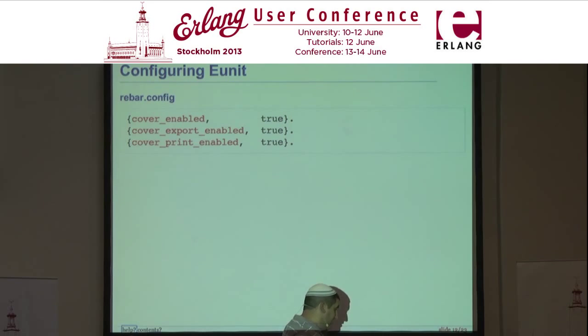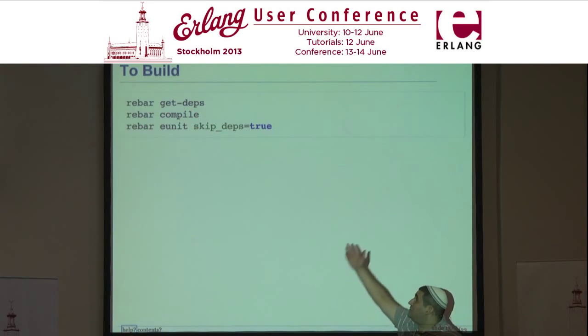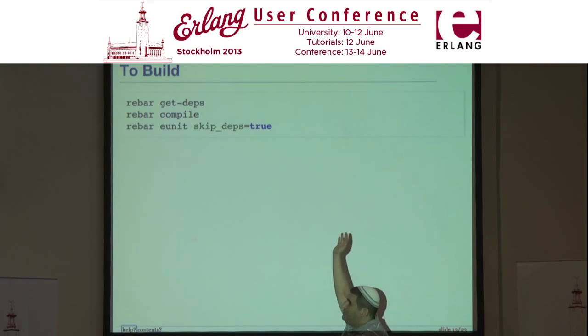Cover enabled prints out as an HTML file, and then cover export enabled exports it into a raw data format that you can import into Erlang and do cool things within Erlang. Okay. And then to actually do a build, you type rebar get deps, which will go out and get all the dependencies. You can grab it off of GitHub and download it and compile it. Then rebar compile, which goes and just compiles everything.